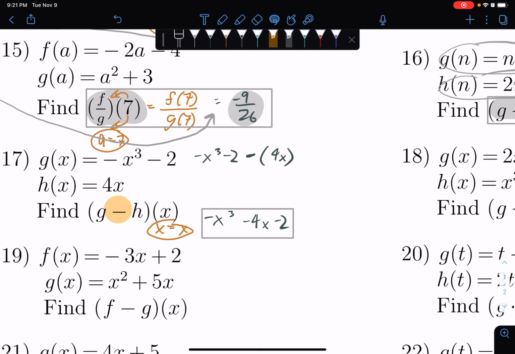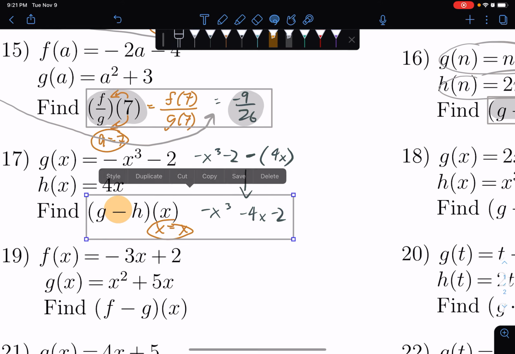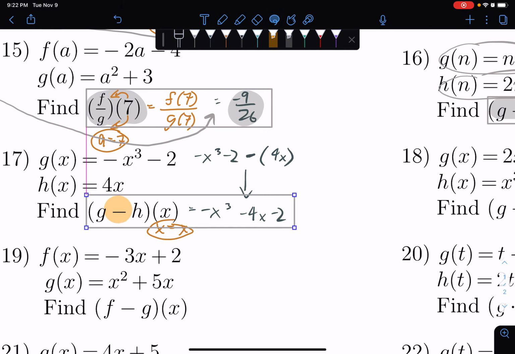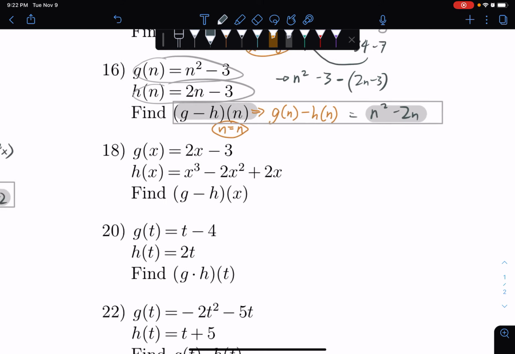Move this below. So let's place an arrow. This is our final answer. And yeah, keep it tight. Place an equal sign there. There, clean. Place a highlighter. Alright, let's move to number 18.